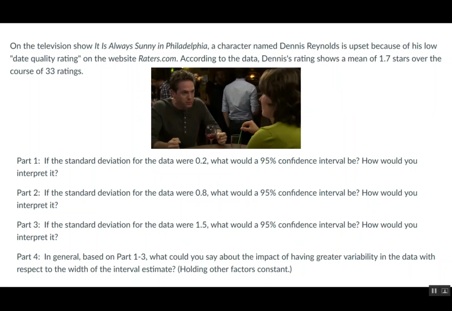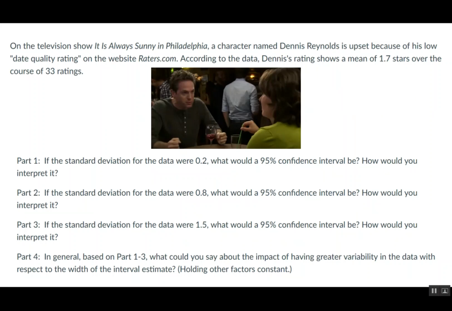On the television show It's Always Sunny in Philadelphia, a character named Dennis Reynolds is upset because of his low date quality rating on a fictional website called Raters.com. According to the data, after 33 ratings, he has a mean of 1.7 stars. In part one, let's assume that the standard deviation for the data is 0.2.